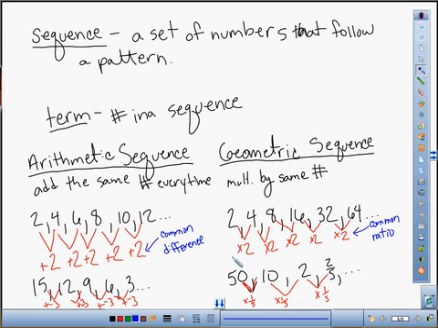Sometimes they're asking you to identify what kind of sequence this is. Is it an arithmetic sequence? Are we adding the same thing every time? Is it a geometric sequence? Are we multiplying by the same thing every time? There are other types of sequences as well, and we're not learning those yet. So if it's not adding the same thing every time or multiplying the same thing every time, then we just say that it's neither. Okay? And so these are the types of questions that you're going to run into with patterns and sequences.